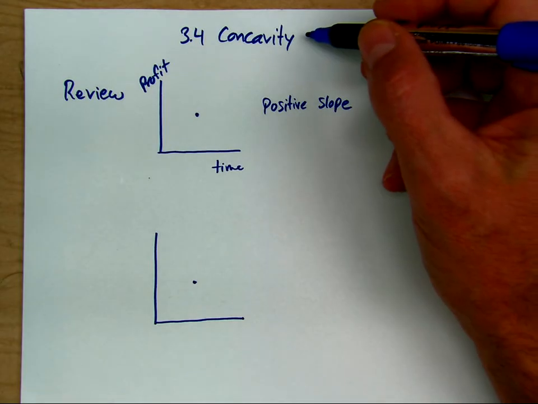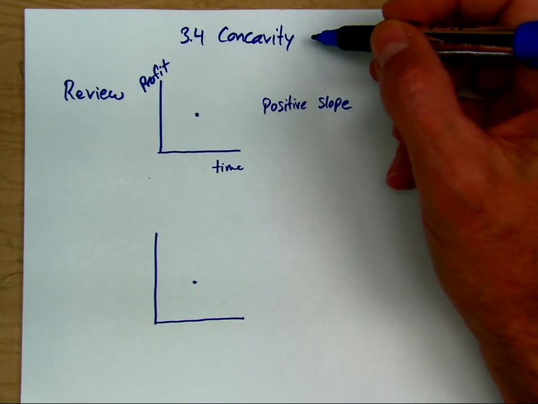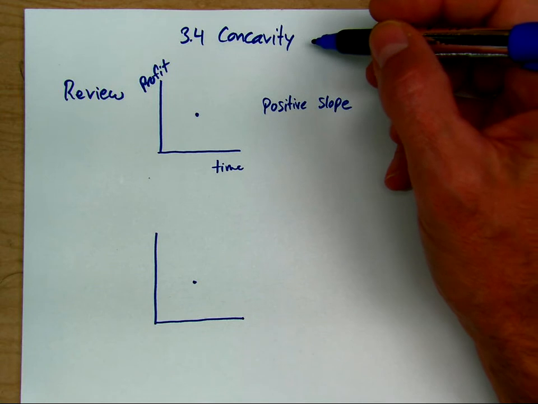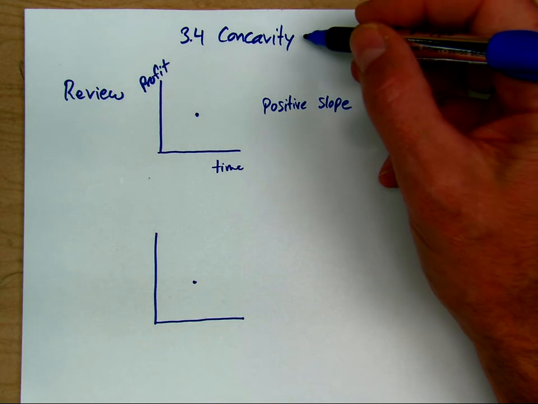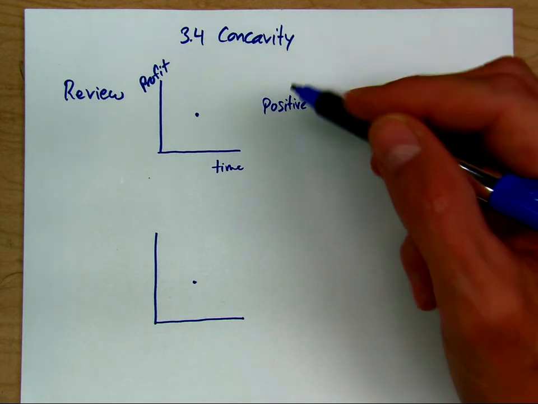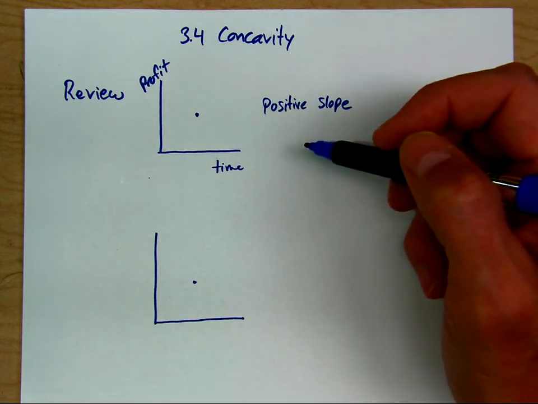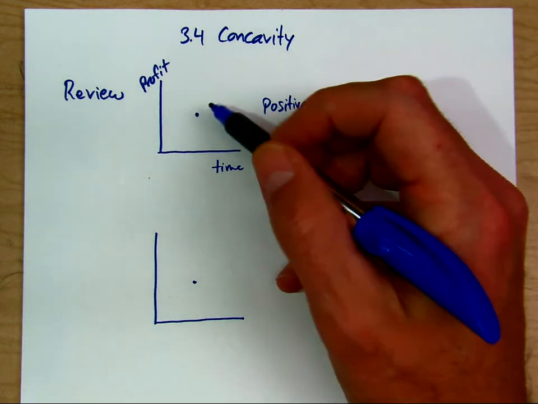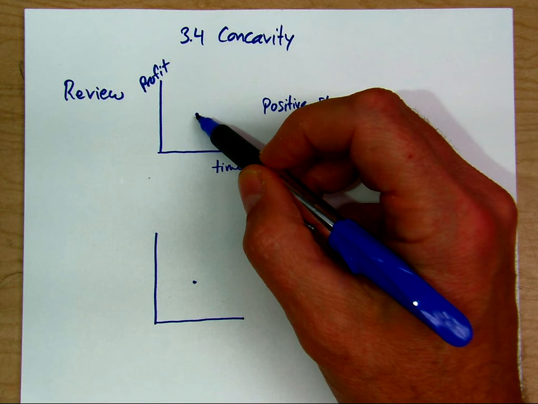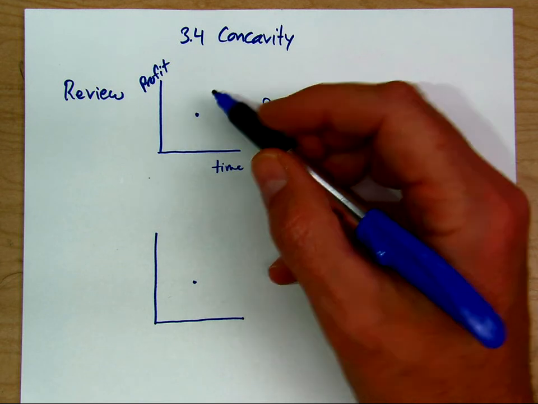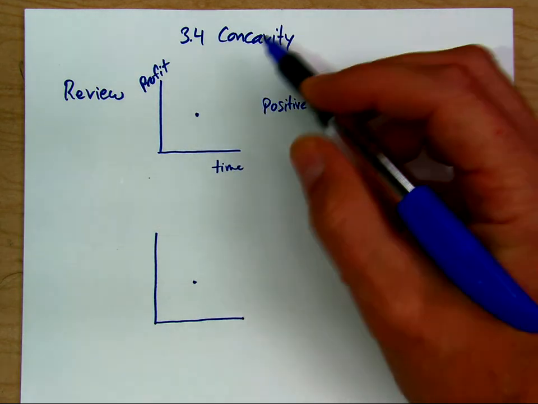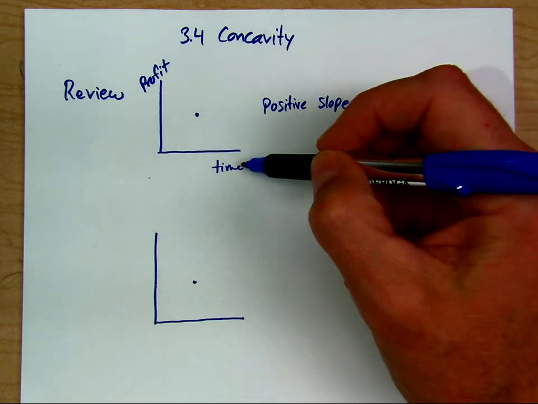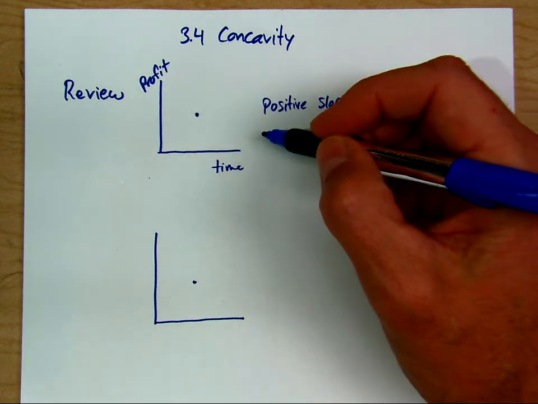So we'll talk about concavity today. We can use concavity to find points of inflection and also relative extrema. So let's think about why concavity would be helpful. What if we know, like from the previous lesson, that at some point we have a positive slope, and that would be good news if we're talking about profit in a business.